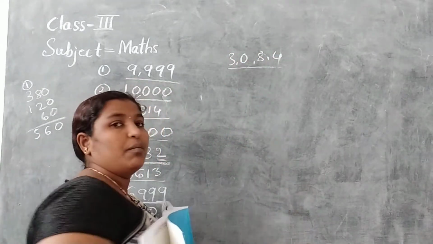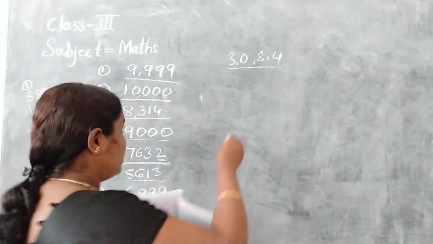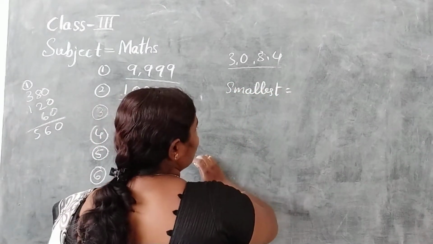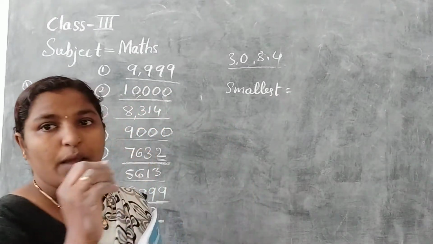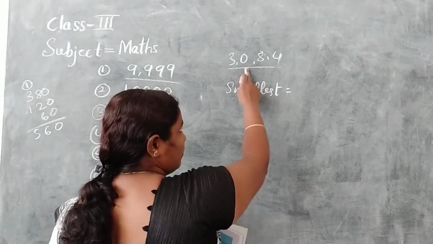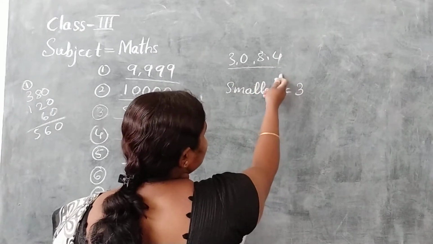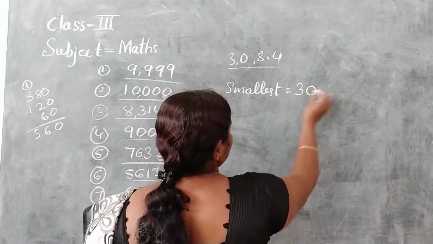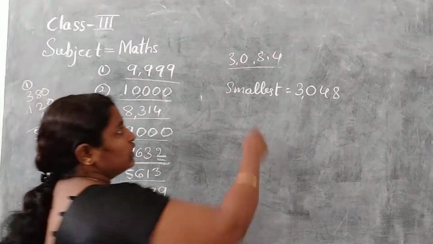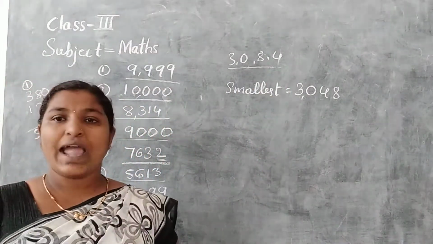The smallest number formed by the digits 3, 0, 8, 4. If the given number has 0, we should form the smallest number. What we have to do is write the given digits in ascending order, smallest to biggest. 0 will be the first, but we should not write 0 first. We should write the smallest digit after 0 first, that is 3, and then 0, then 4, 8. So this is the smallest number by using these digits. So this is all about the activity.